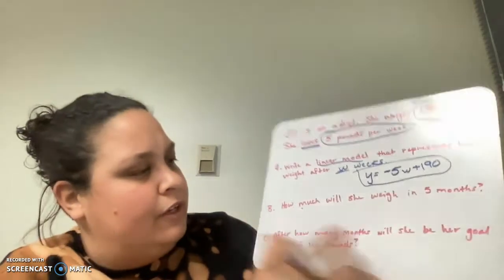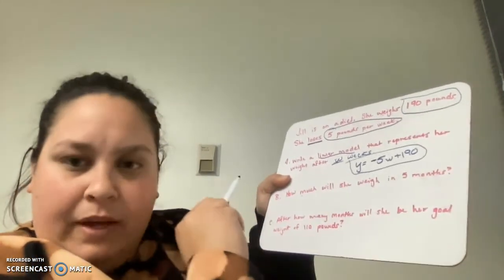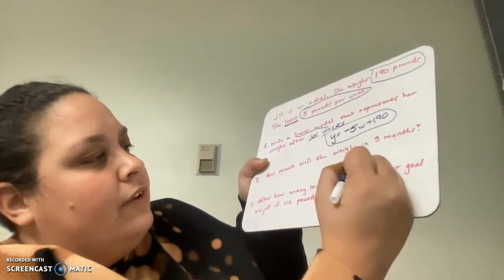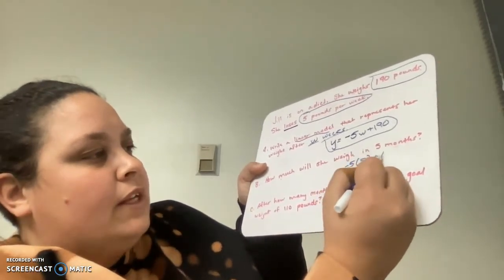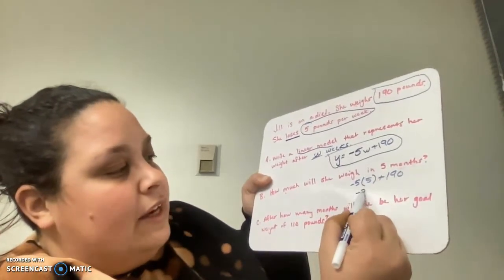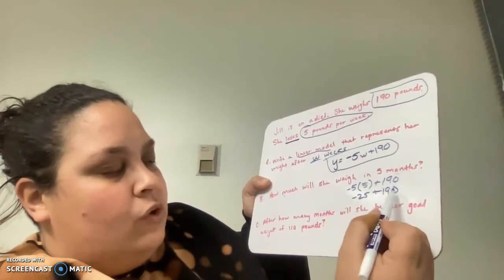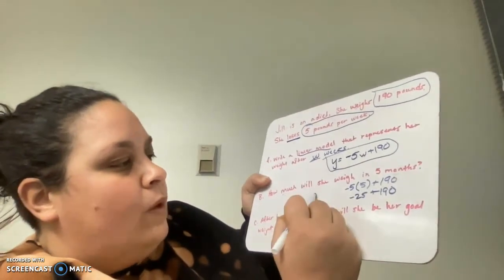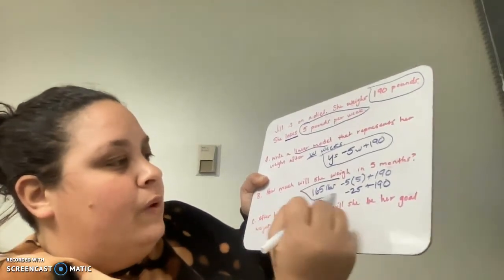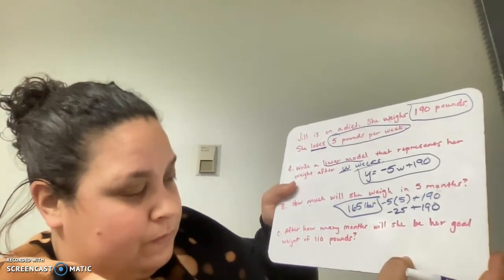So now let's see what we're going to do. With that equation, how much will she weigh in 5 months? Well, again, we're going to plug in a 5. So let's do negative 5 times 5 plus 190. So negative 5 times 5 is negative 25. Plus 190 is going to be 165 pounds. So within 5 months, she's going to weigh 165 pounds.